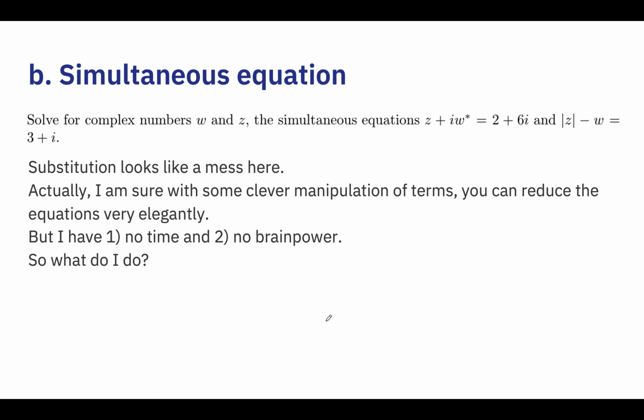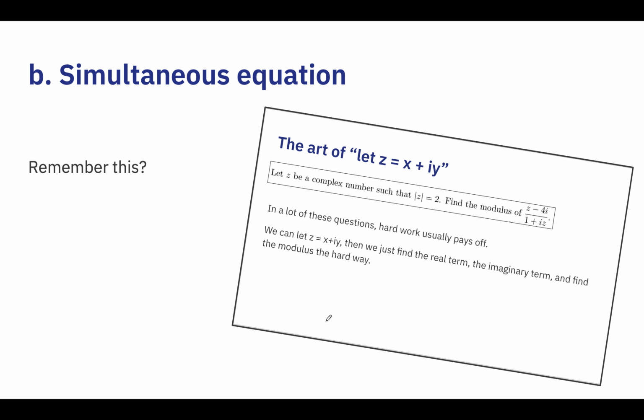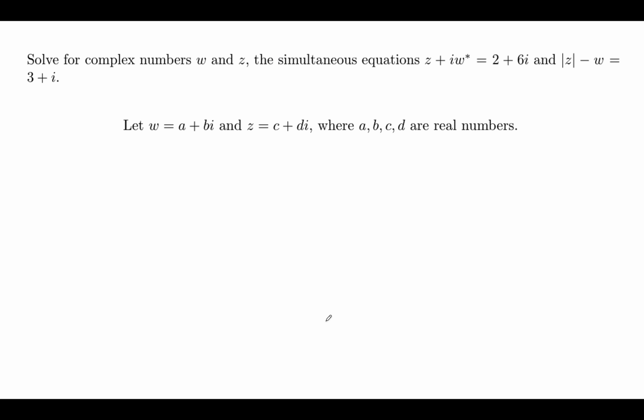This question can probably be done using an elegant solution, the kind of solution that you expect in the answer key. But if we have no time and no brain power to come up with these kinds of things, what are we going to do? We have to rely on our fortitude, and we can do the so-called brute force substitution by replacing z with x plus iy, its rectangular form. Hard work usually pays off with this kind of substitution, so that's exactly what we're going to do. We're going to replace w with a plus bi and z with c plus di, and we're going to bash this out.